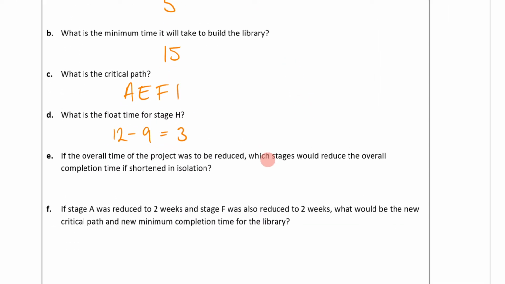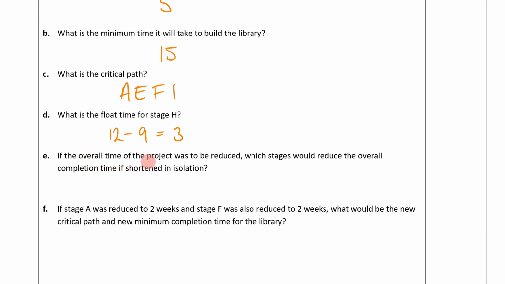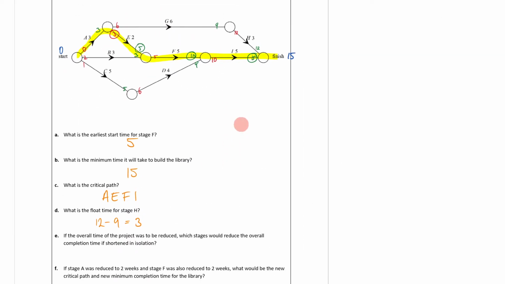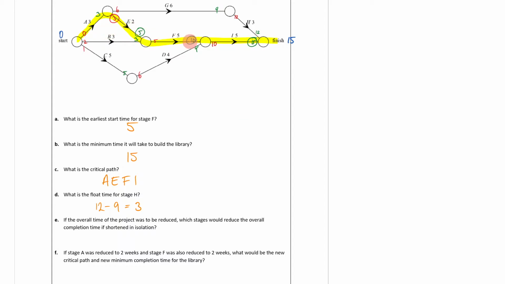Then we get to our crashing questions. If the overall time of the project was to be reduced, which stages would reduce the overall completion time if shortened in isolation? So remember, for this to occur, you're just looking at all your critical activities. So it's going to be A, E, F, and I. All your critical activities are the ones that are going to reduce them.